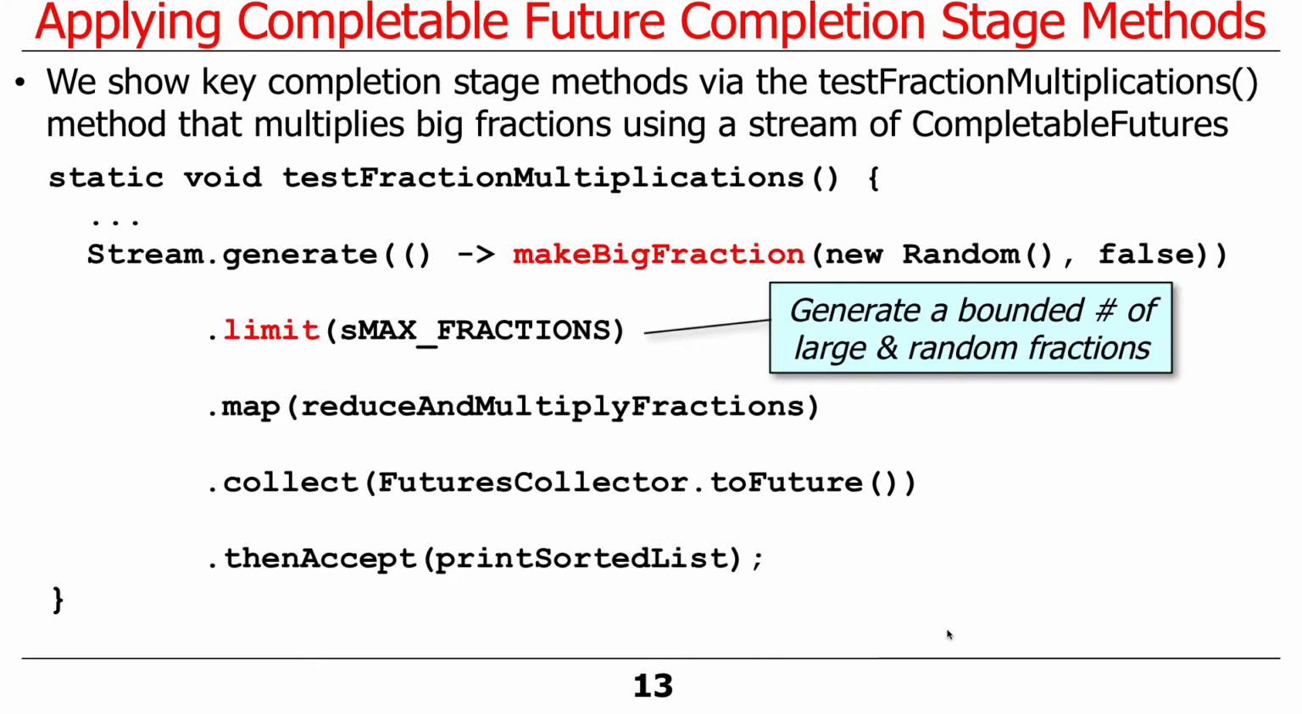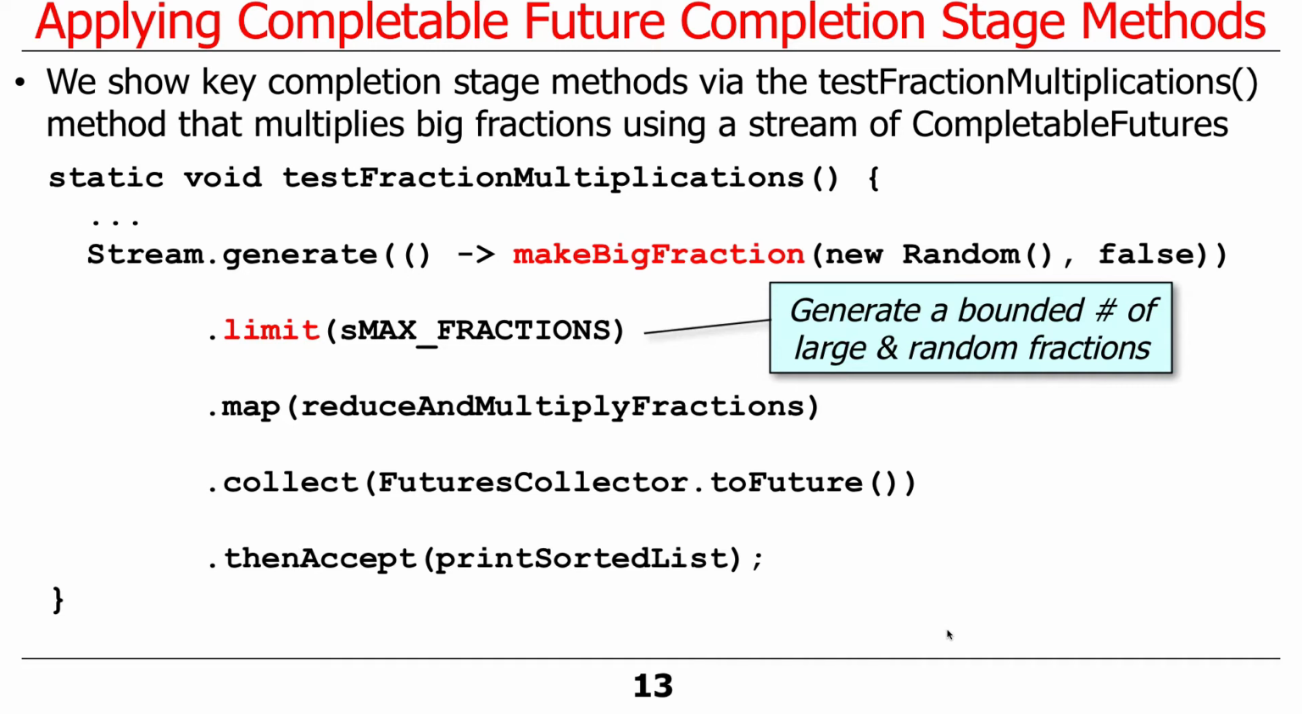So make big fraction is a factory method that will go ahead and generate a random big fraction, where it has a random big numerator and a random big denominator that's been unreduced. That's what false means here. And this is a very interesting method. This method is marginally interesting. This is what the interesting method is, generate.